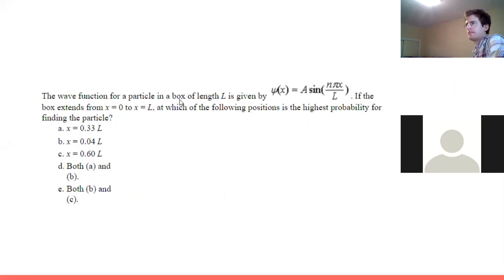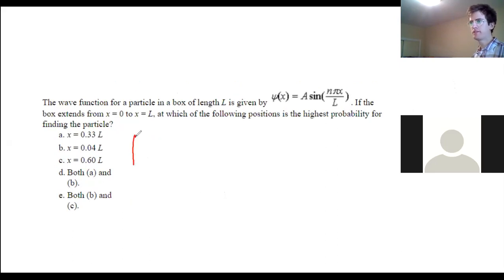So the wave function of a particle in a box of length L is given by the function here. Which of the following positions has the highest probability of finding the particle? Note that x gets bigger as you go down the answers, because x is now a bigger fraction of the length. Highest probability implies you're more likely to find the particle there, and to find the probability, you will need to look at the square value of the wave function.